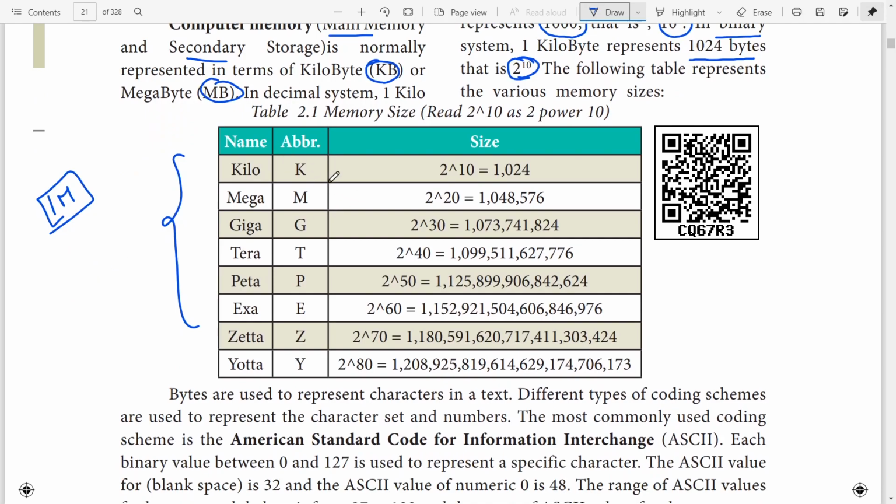What is the value of kilo? 1024. Mega is 2 power 20. Kilo, mega, giga, tera, peta, exa, zetta, yotta. We are still in terabytes. External hard disks and the hard disk that we are using are now named in terabytes or gigabytes. But in early stages, kilobyte and megabyte played a major role in the computer memory.